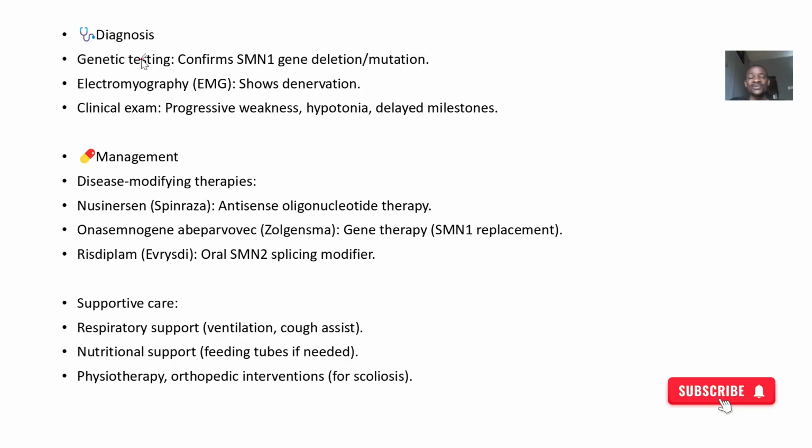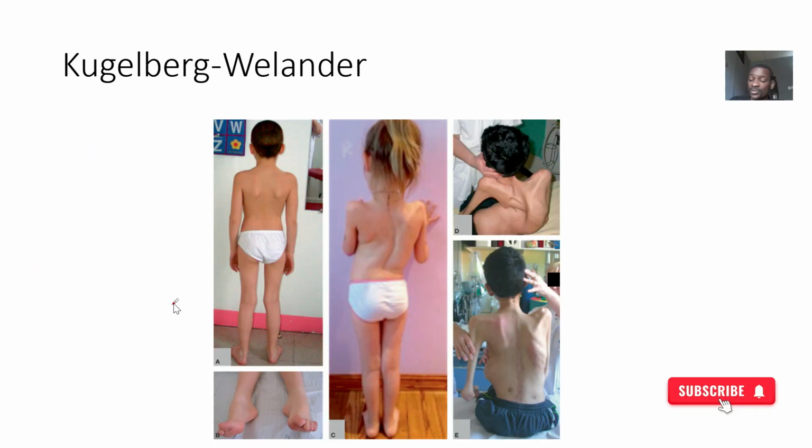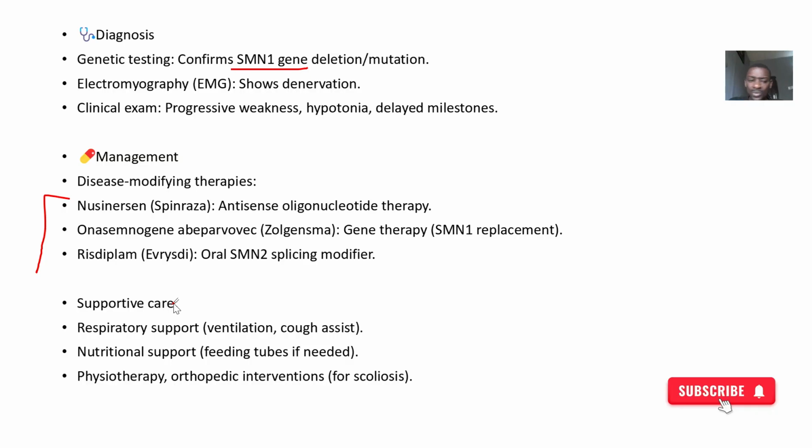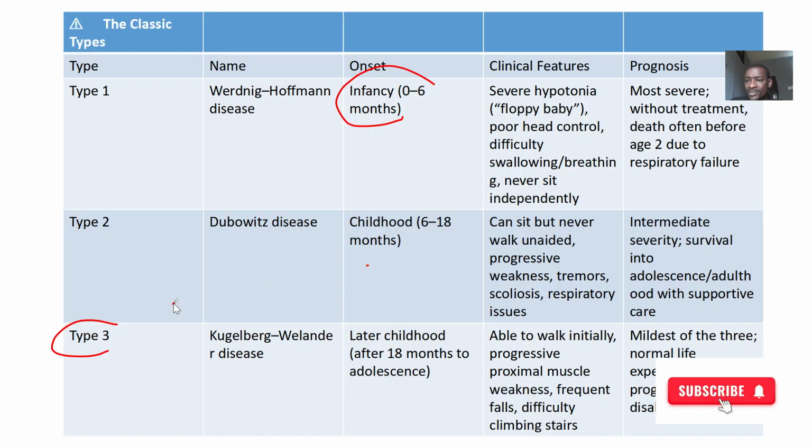So for diagnosis, you confirm that there are mutations in this gene, then electromyography and clinical examination. Then you treat them using all those disease modifying therapies like nusinersen, onasemnogene abeparvovec, okay, then risdiplam, then supportive care: respiratory support, nutritional support, physiotherapies, and the rest of it.